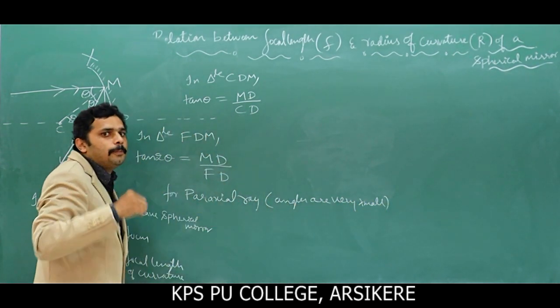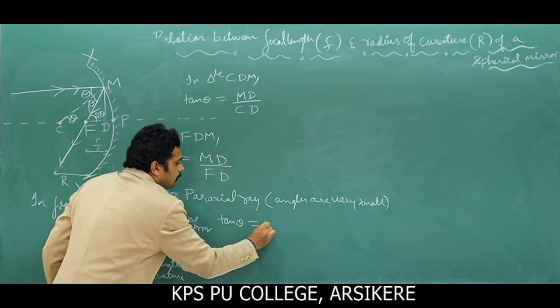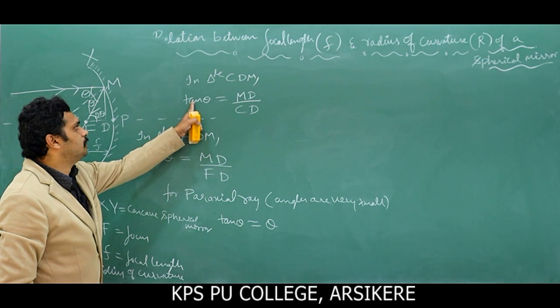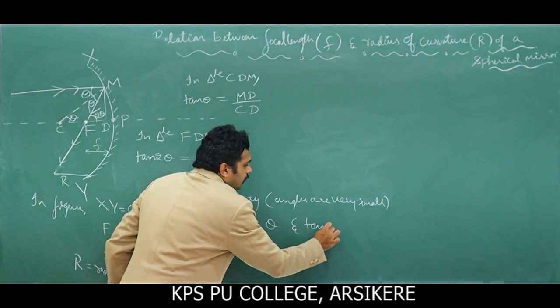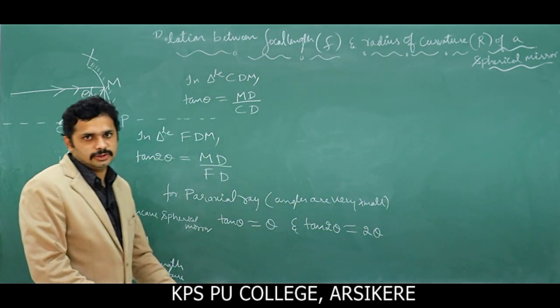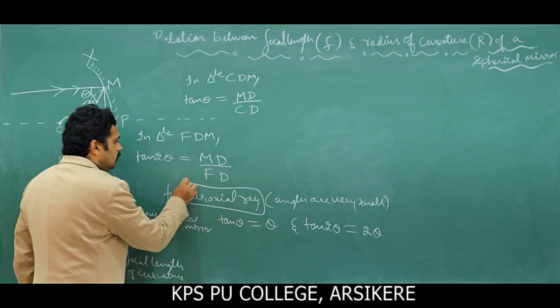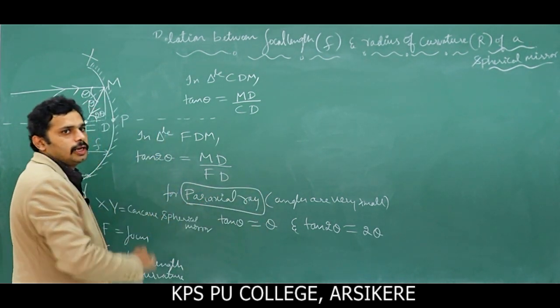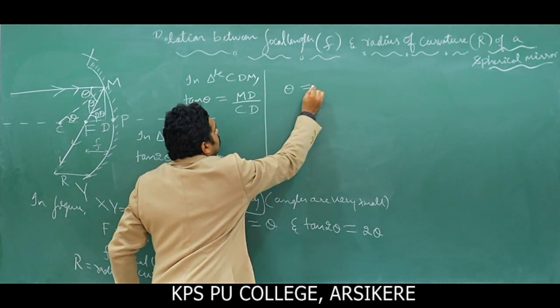Then what can we do? We can do an approximation. For very small angles, tan theta becomes theta, and tan 2 theta becomes 2 theta. Is it clear? That's why for derivations we use which ray?